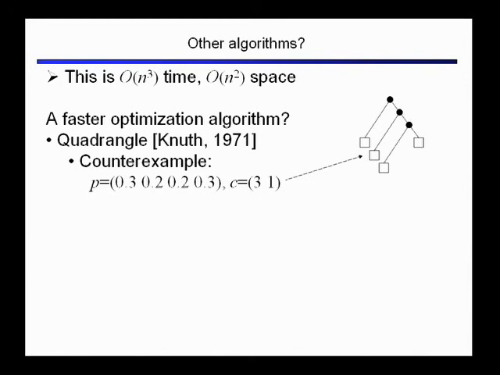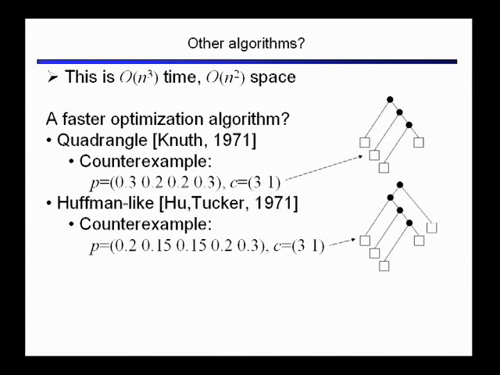The actual example that I used is a counterexample to this. I won't go through it, but if you want to write down the numbers and try it yourself, you can see that Knuth's approach doesn't actually work. An even better approach would be a Huffman-like approach, because that would be O of n log n. This was found by Hu and Tucker, and actually, Knuth is the one who showed that it was O of n log n time. But again, there's a counterexample to this.